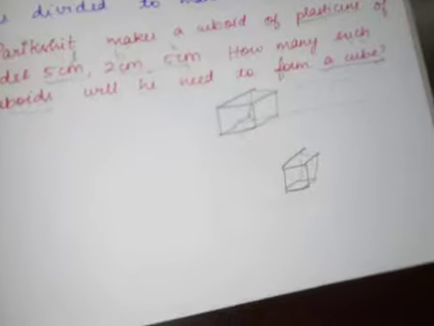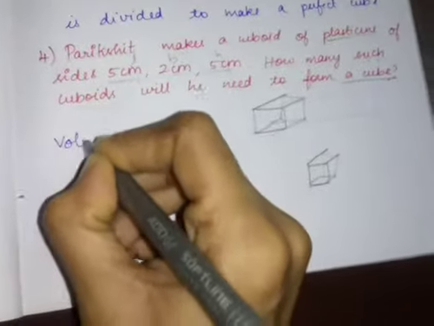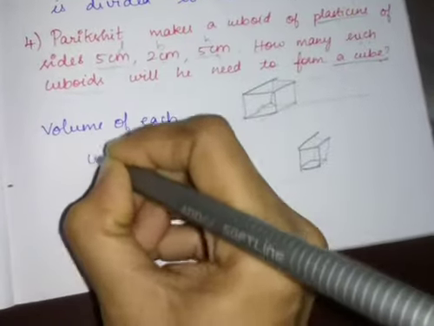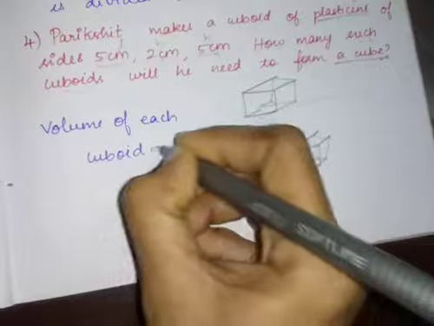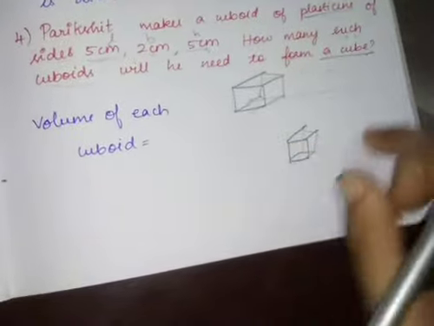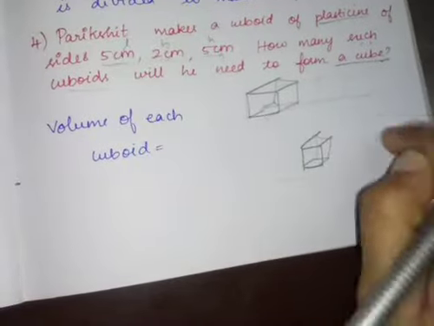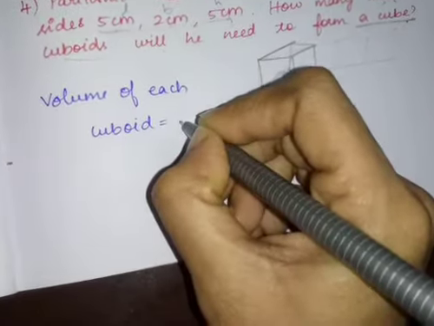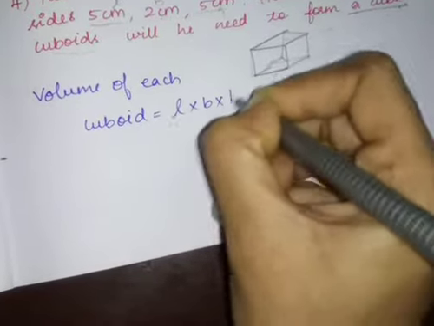Now I'll teach you. Okay, first what I'm going to find is the volume of each cuboid. Why am I going to find the volume of each cuboid? Because if you find one cuboid, I can find how many cuboids there are. For the volume of each cuboid, what is the formula for the volume of a cuboid? Length into breadth into height.